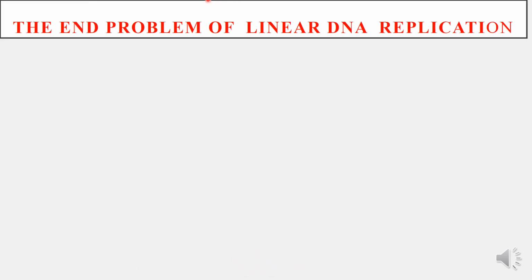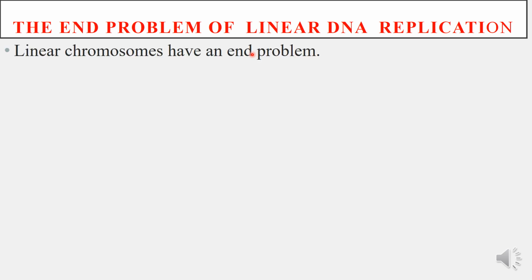Now we are faced with all these problems due to an end problem which is seen in a linear DNA replication. So let us look at what is the end problem of a DNA replication. As you all know that we are eukaryotes and the prokaryotes have a circular double-stranded DNA, whereas the eukaryotes have a linear double-stranded DNA. So because our DNA is linear, it has an end problem.